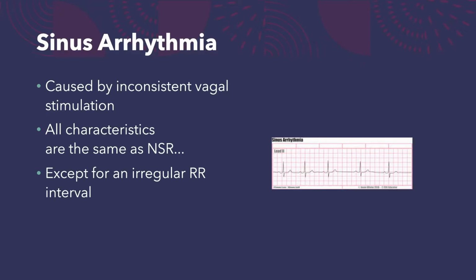It could be abnormal. This person should probably seek some kind of medical attention, or it could be normal. There's a lot of different things that could cause inconsistent vagal stimulation. So the parasympathetic nervous system is inconsistent in slowing the heart rate. So you get rate variation. That's an arrhythmia.